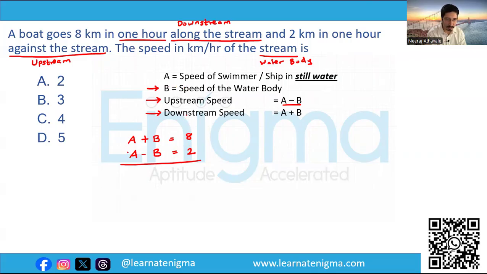So we'll have to eliminate A here. So let's subtract this second equation from the first. So minus, so this becomes minus, minus of minus is plus, and 8 minus 2. So A gets cancelled out, B plus B, that becomes 2B, and 8 minus 2, that is 6. So 2B is equal to 6, we get B is equal to 3, and therefore our answer becomes option B.